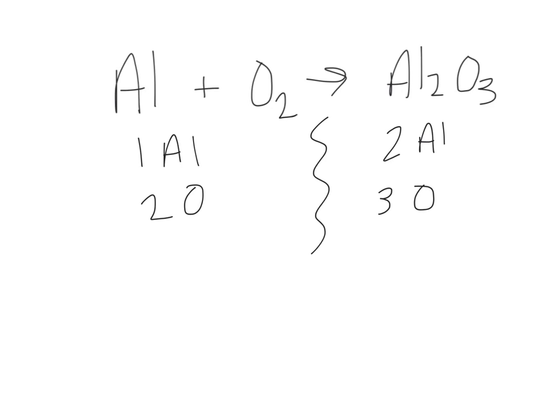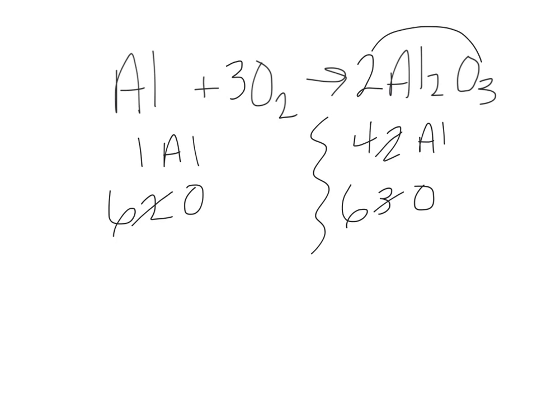Let's look at the oxygen. I have 2 and 3. Unlike last time, you'll notice the 3 is all in one place. Well, when the 3 are all together, the common factor you're going to want to use is 6. How am I going to get 6 oxygen on the reactant side? Well, if I place a 3 here, 3 times 2 will give me 6. On the product side, if I put a coefficient of 2 here, this 2 times this 3 will give me 6 oxygen as well. And now the number of aluminum, 2 times 2, I now have 4 over here. Well, I can easily balance that by putting a 4 here, and it's balanced, so the coefficients should be 4, 3, and 2.